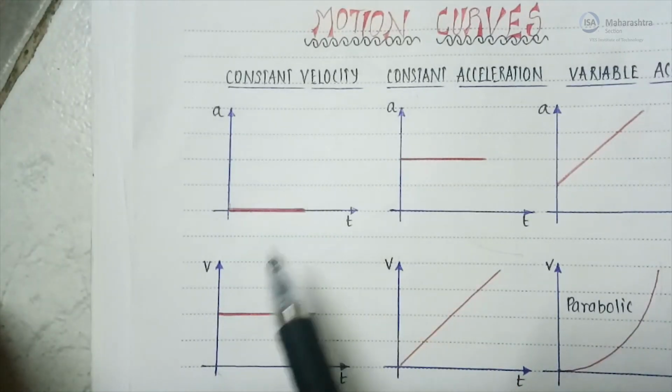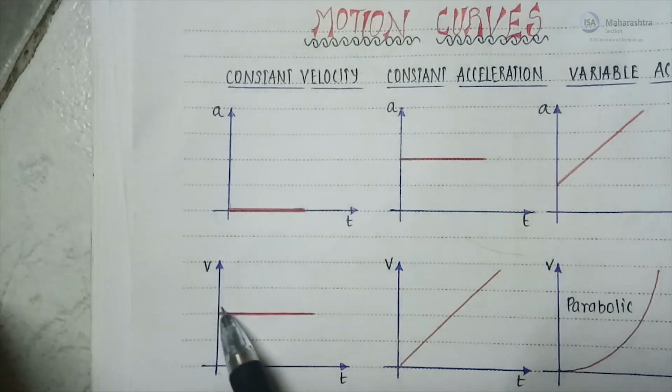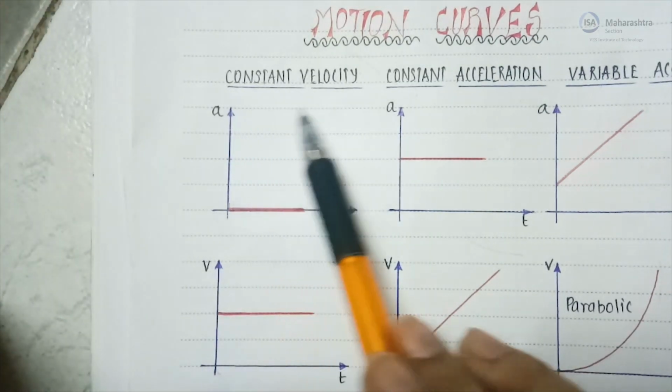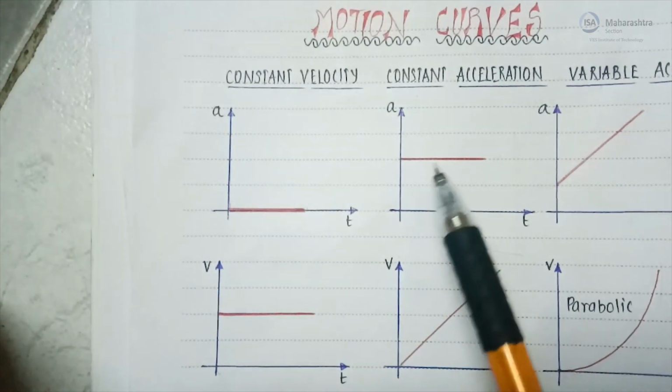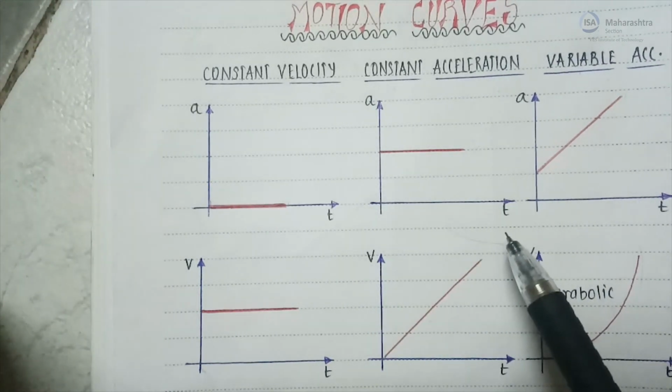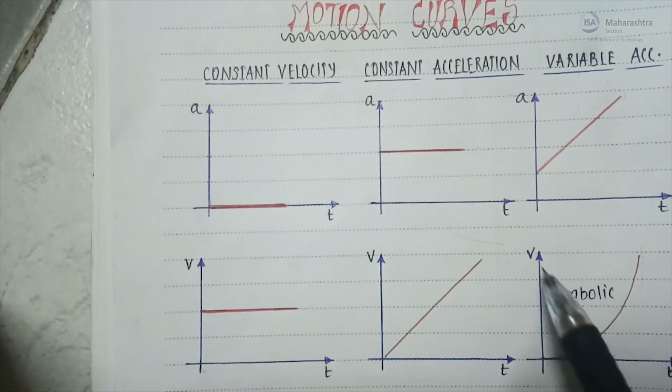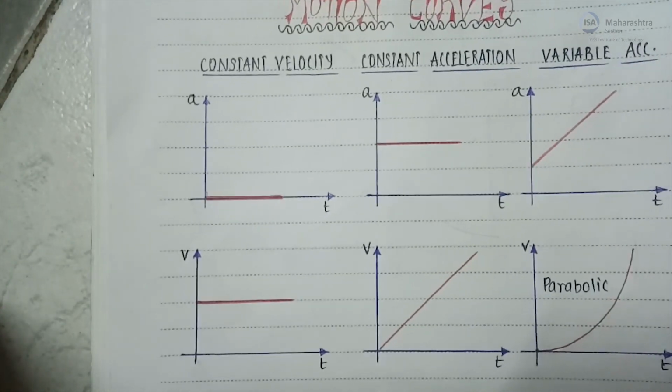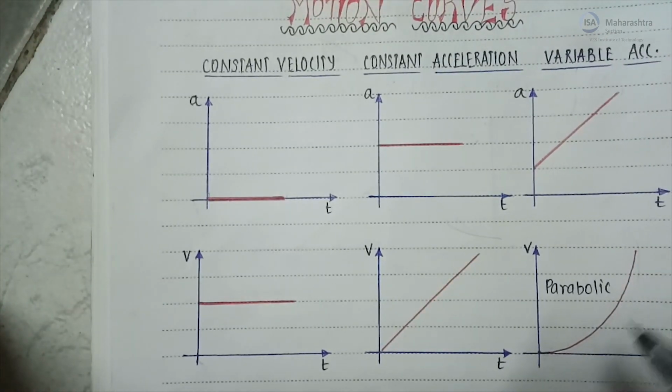Then at constant velocity, we have velocity versus time graph constant because as the name suggests, constant velocity. At constant acceleration, we have velocity versus time graph, a straight line. At variable acceleration, we have velocity versus time graph, a parabolic curve.